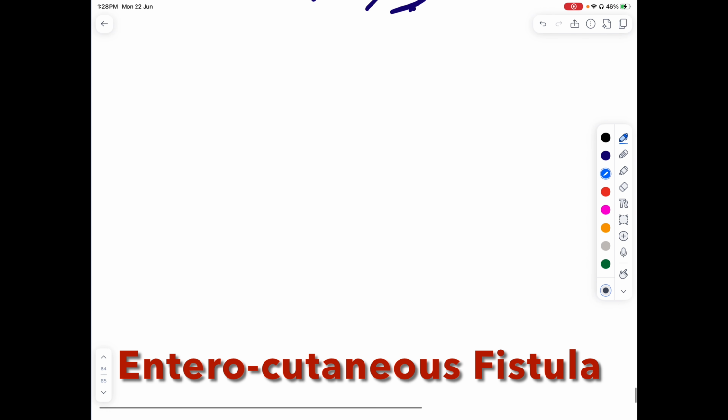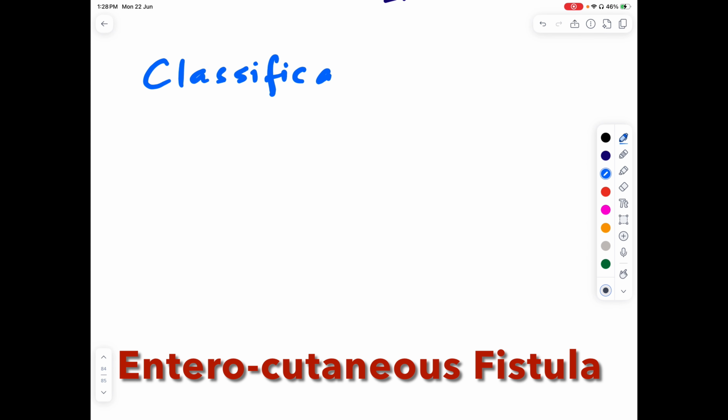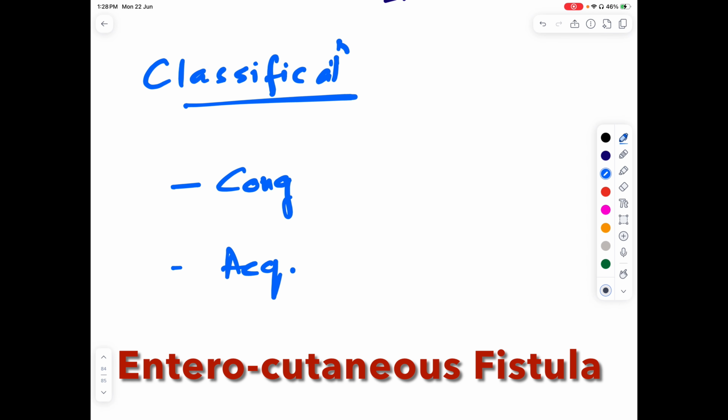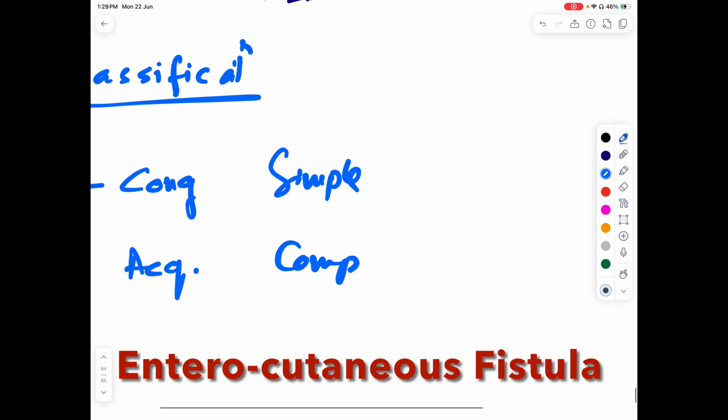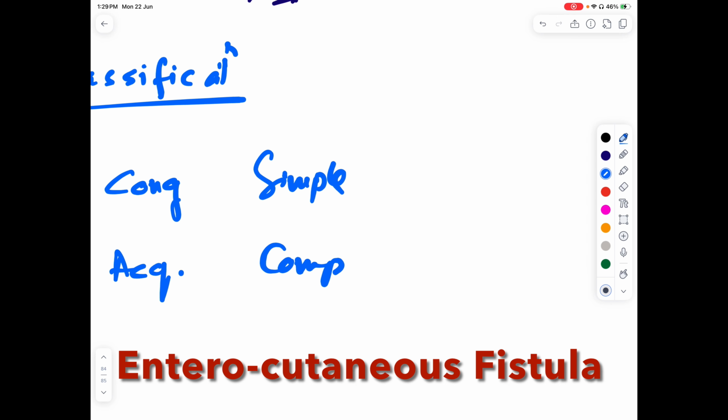Now the fistulas are classified. They can be congenital or acquired. They can be simple or complex. They can be high or low output. Depending on etiology, they can be inflammatory or malignant.